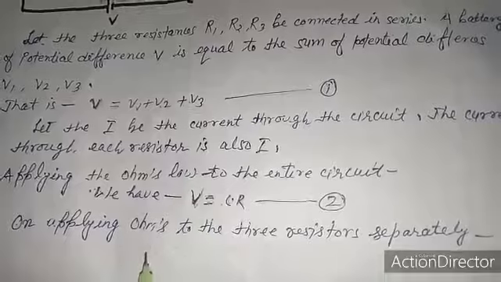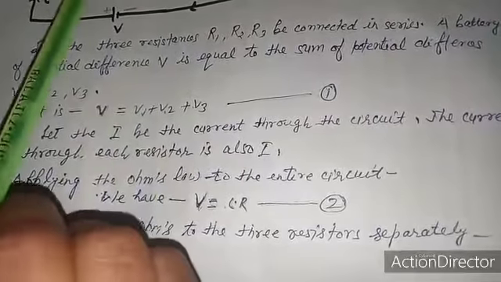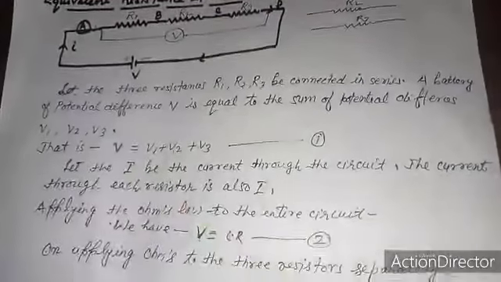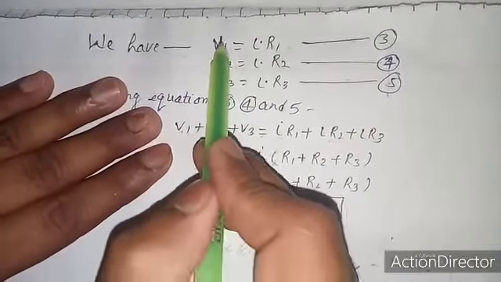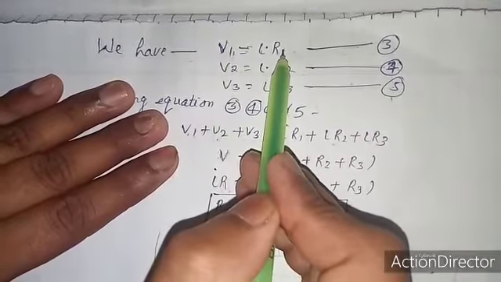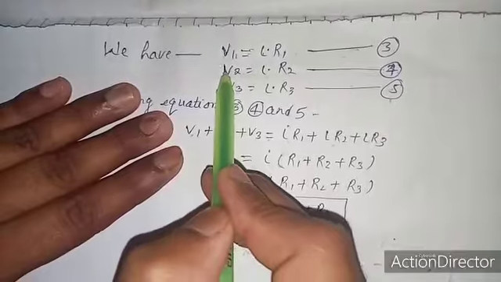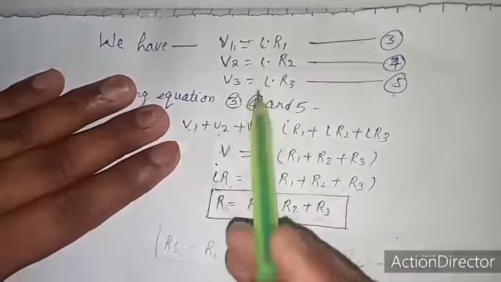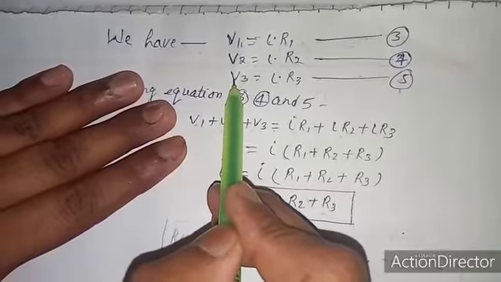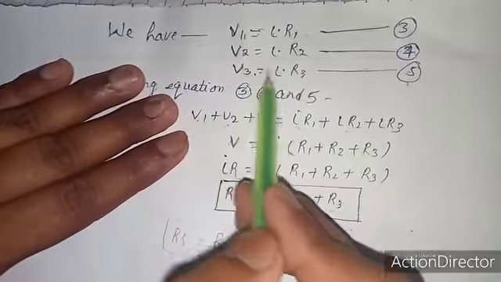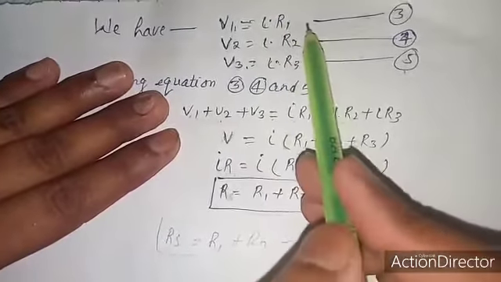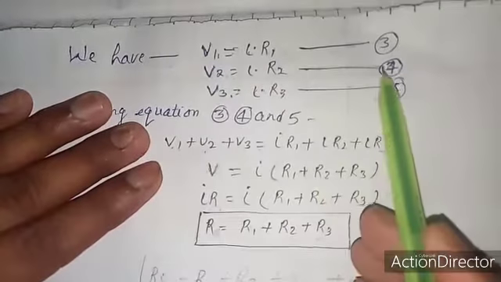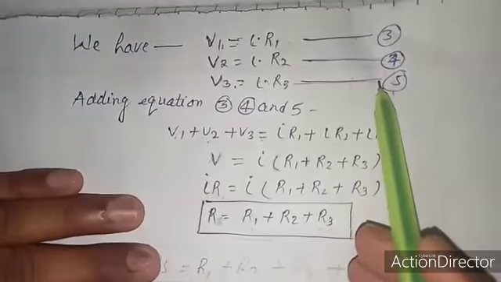Now on applying Ohm's law for each resistor individually, we see that for resistor R1, potential difference V1 is equal to I into R1. For second resistor R2, V2 is equal to I into R2. For third resistor, potential difference V3 is equal to I into R3 according to Ohm's law. Note that this is equation number 3, this is equation number 4 and this is equation number 5.